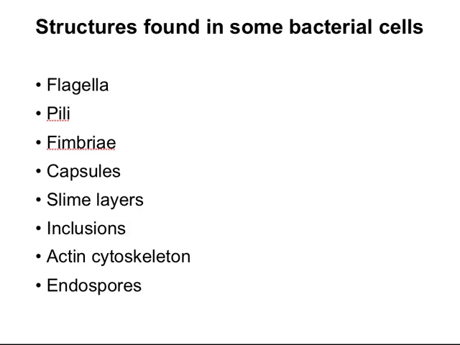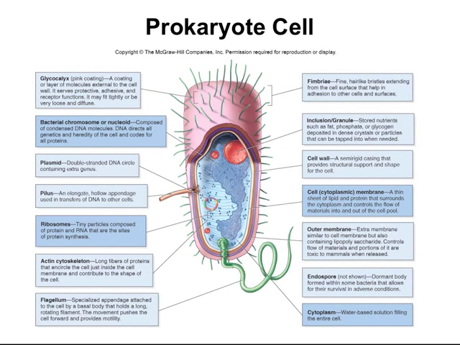They may have a capsule around the outside of the cell, some slime layers, some other inclusions inside the cell, an actin cytoskeleton to keep the cell in a certain structural shape, and then endospores that are used for reproduction. Again, we'll be looking at all of these in more detail as we progress through this chapter. In this chapter, again, we'll be focusing on the bacteria. We'll make some comparisons to these bacteria later in the chapter when we look at some distinct features that we find in archaeans.